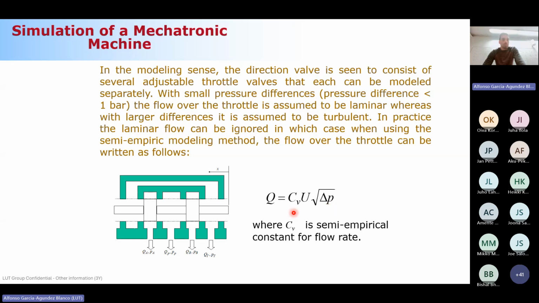If you remember, in the throttle valve it was a constant times the square root of the pressure difference. In this case it's the same expression, very similar. The only difference is that this coefficient considers the U, the spool displacement. In the throttle valve, you didn't have the spool displacement. Here you have a constant for the flow rate using the semi-empirical method, that is why it is called the semi-empirical constant for flow rate, times the U, which is the spool displacement or voltage, depending on the units you are considering, and this square root.